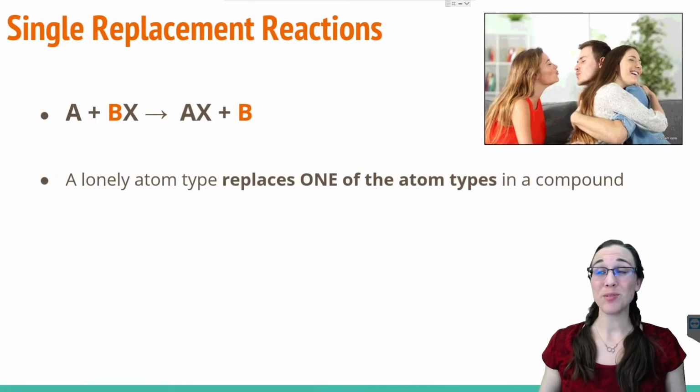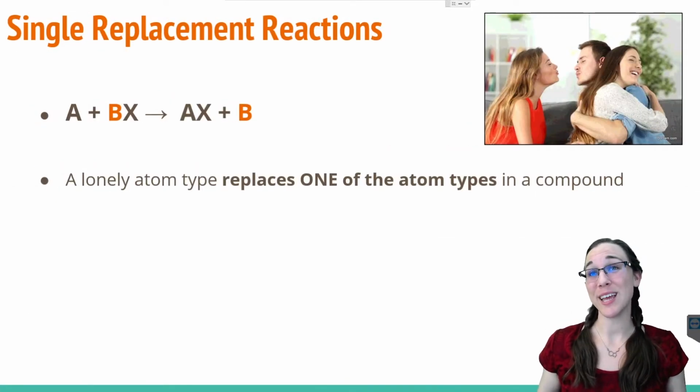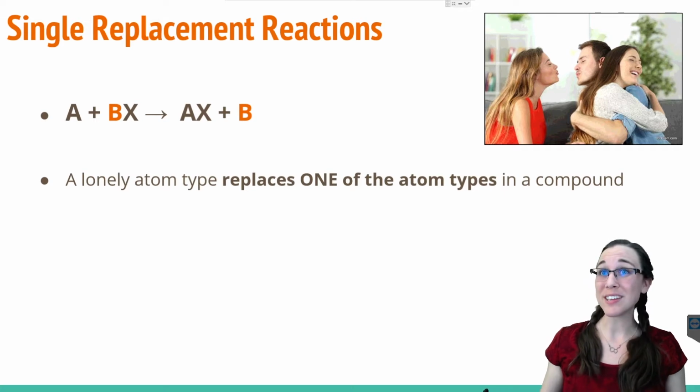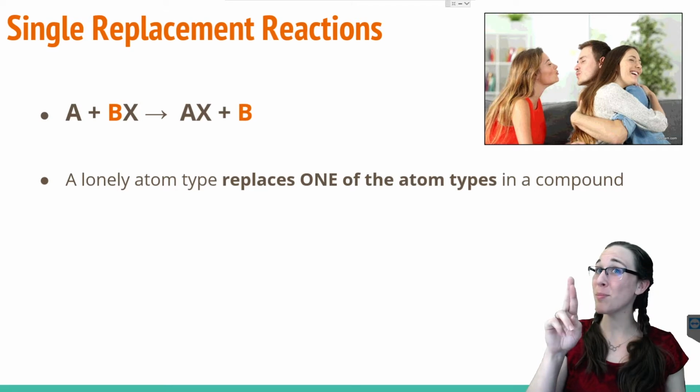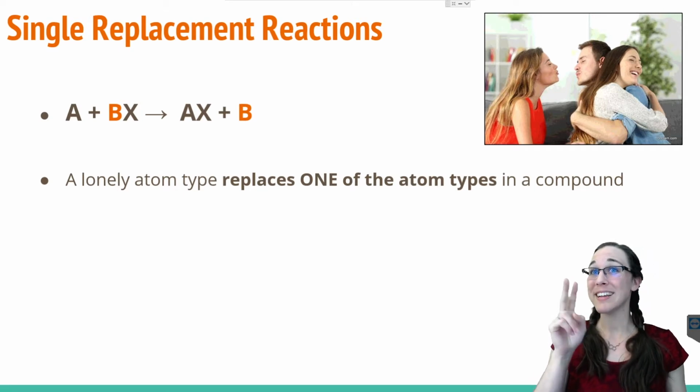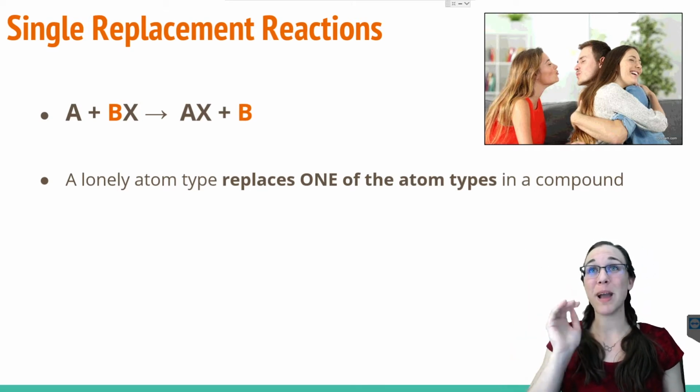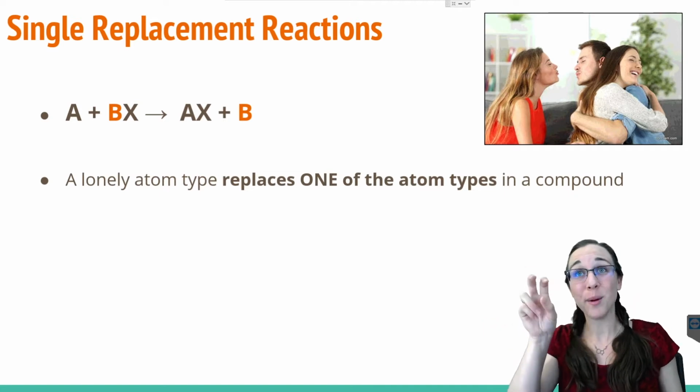We also have single replacement reactions. These are the ones I like to refer to as like the third wheel scenario. So like in the picture above my head, you can see that there is a couple together, but the guy is still going around the girl's back to try and kiss the other atom, so to speak.